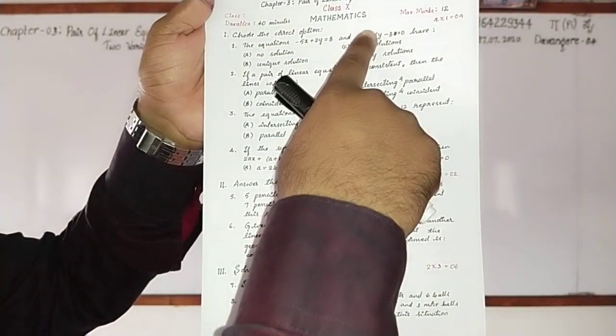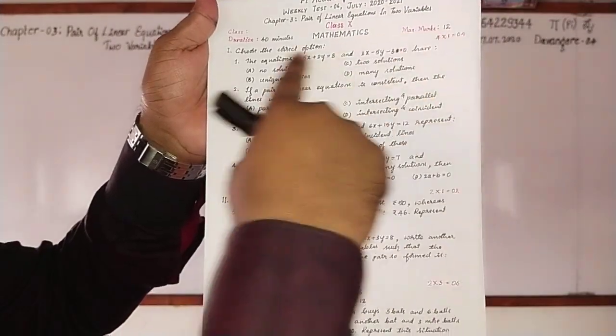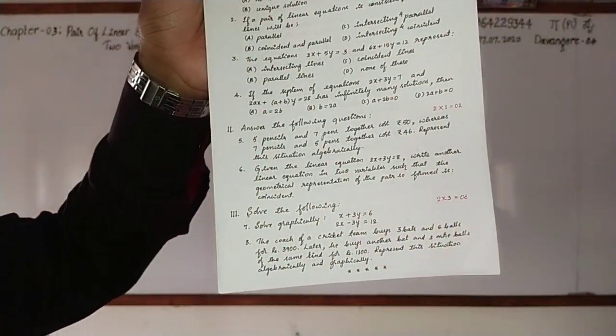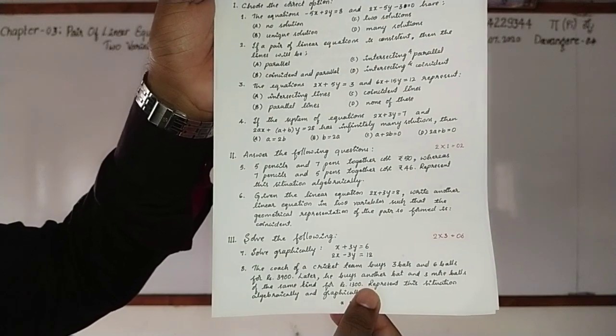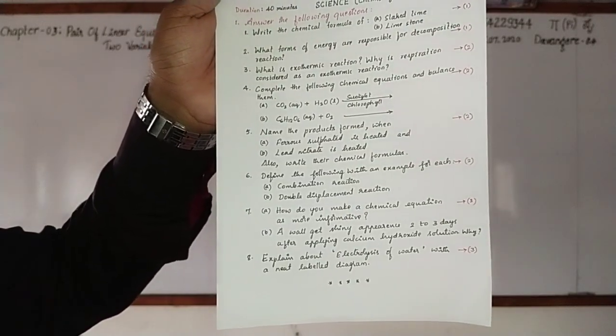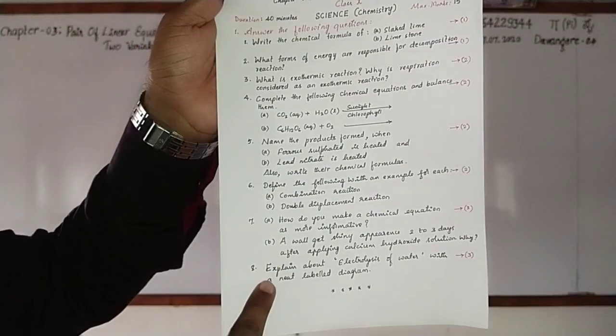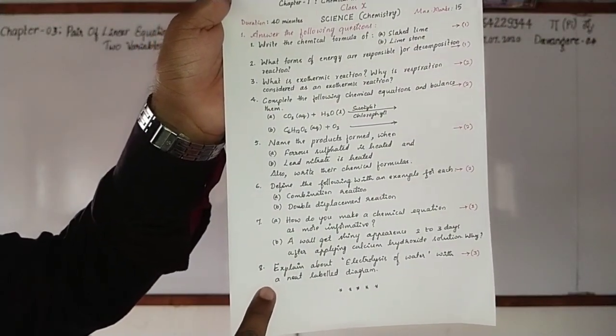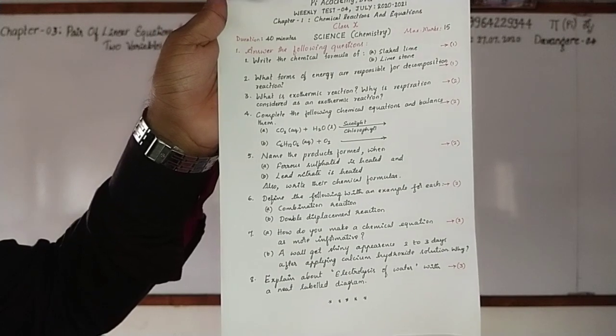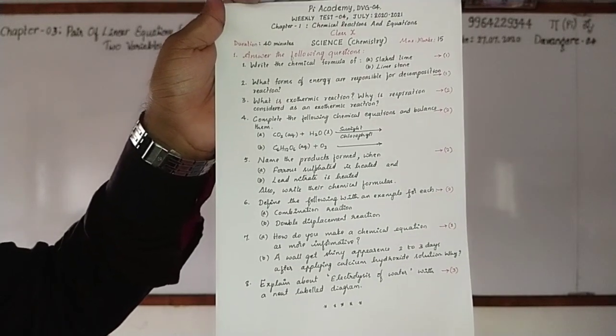This is the maths question paper. It was conducted for 12 marks and a total of 8 questions are there. Please go through them. Next, we have the science paper. It was conducted for 15 marks. Here also we have a total of 8 questions. So use both the question papers for practicing.